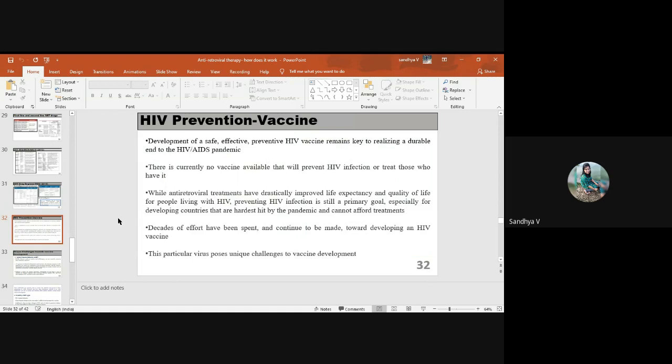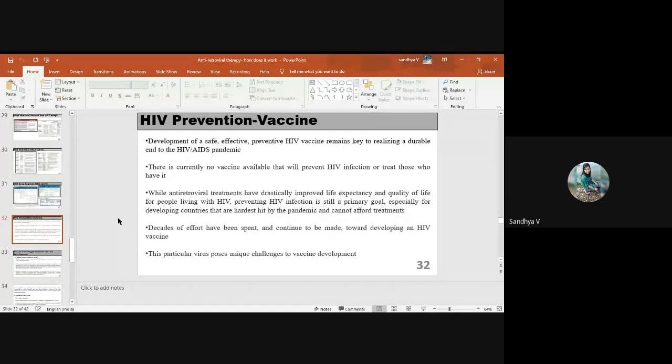So coming to HIV prevention. First, if you think about HIV prevention, you will think about a vaccine. So still, there is no vaccine developed to eradicate or to prevent HIV. They are still under development. While antiretroviral treatments are found to be promising to improve your life expectancy and quality of life, decades of effort have been made to design a vaccine to fight against HIV infection.